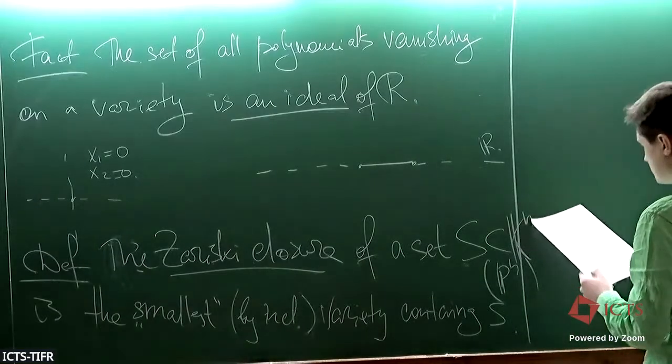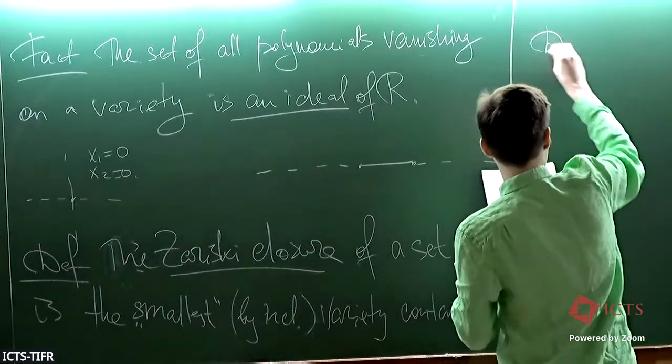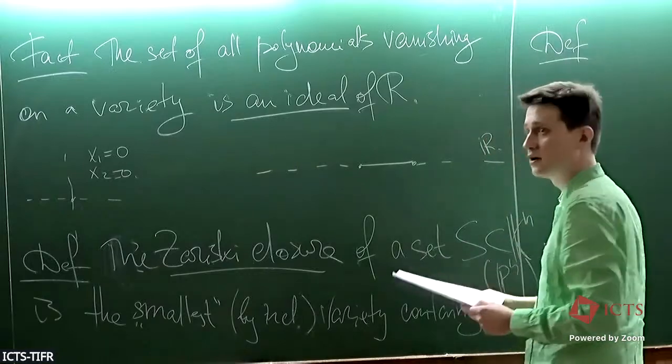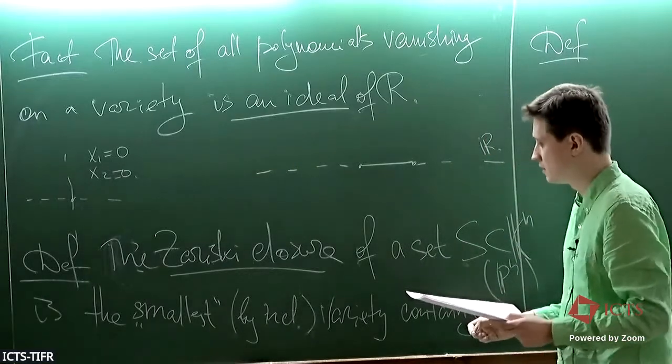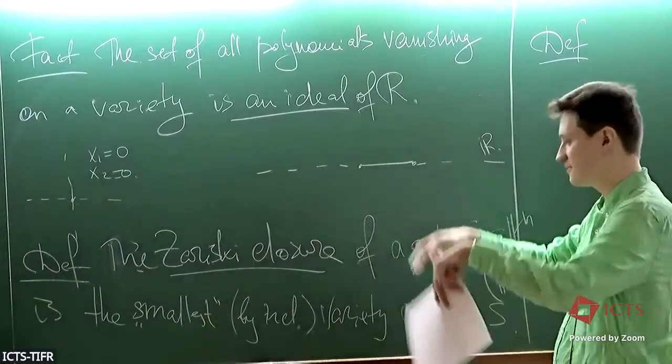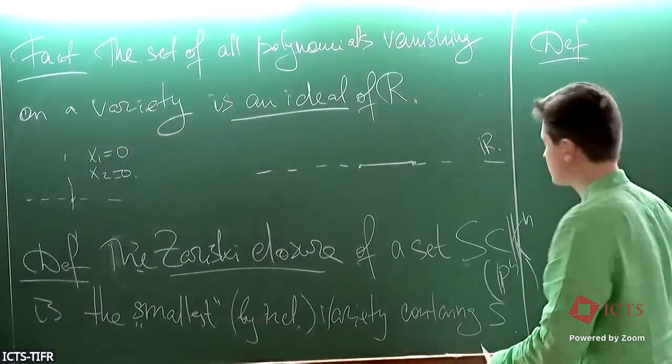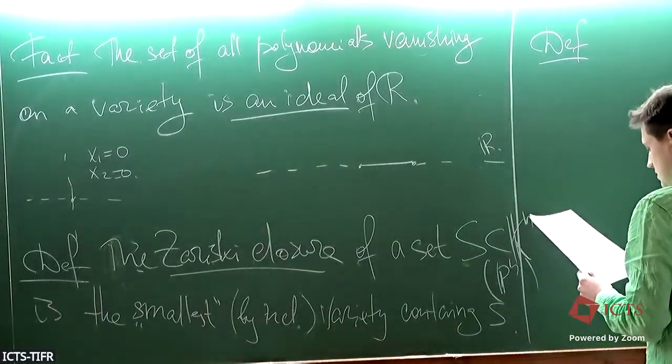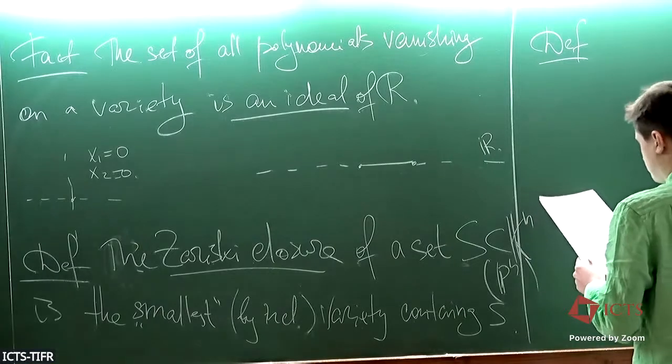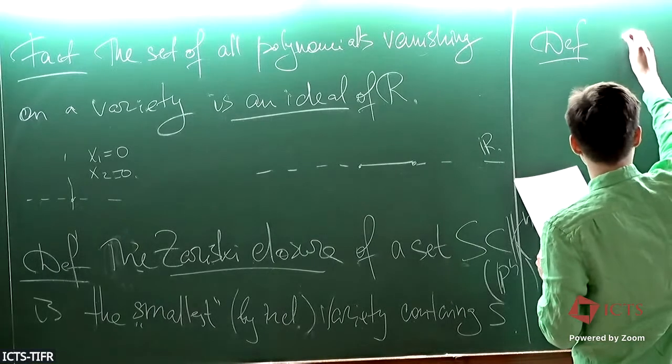Okay, and the second formal algebraic definition. So it's the intersection of all varieties that contain S. Okay. The second formal definition is the degree of a variety.